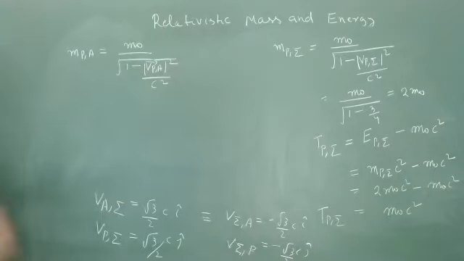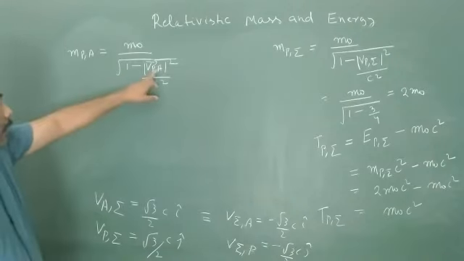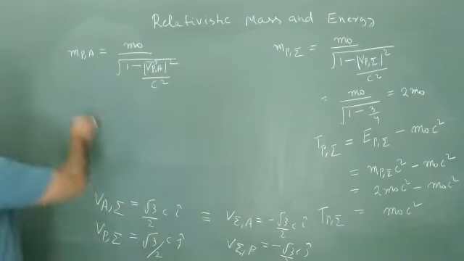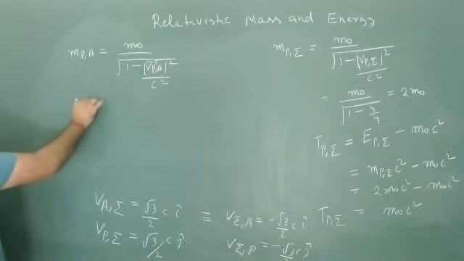Now we have to go for the same theory again. What will be my S frame? We have to calculate the velocity of the particle with respect to A. So what will be my S frame? A will be my S frame. So A will be my S frame.